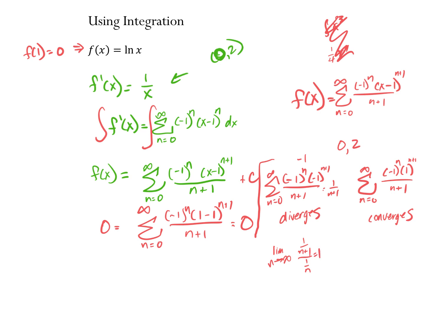Everybody good? So that's my interval of convergence. We would include the 2 for that one. So if it converges, we include it, if it diverges, we don't. Correct. Because we're giving the interval of where it converges. We good?